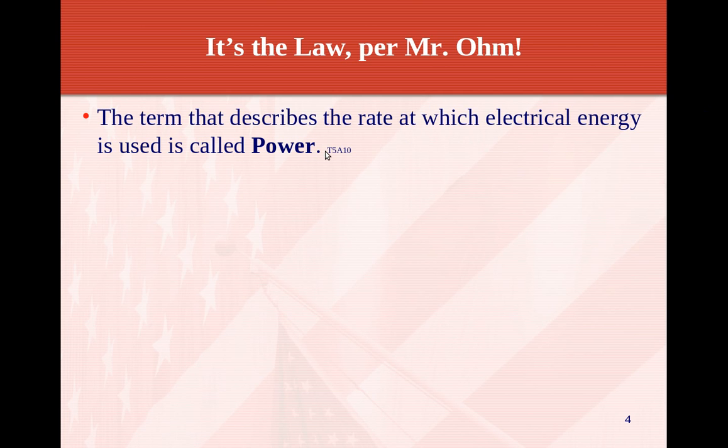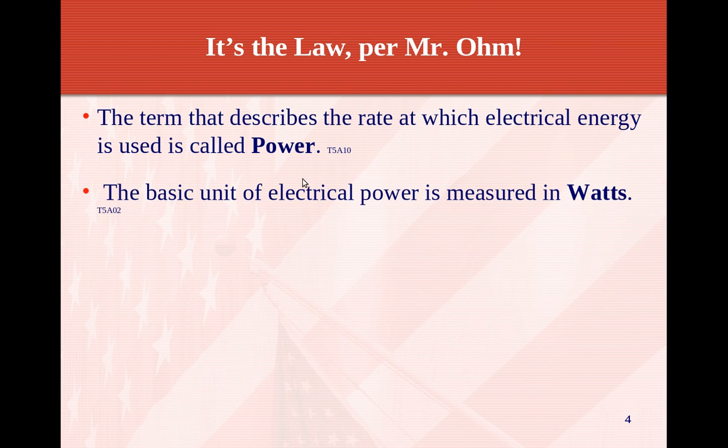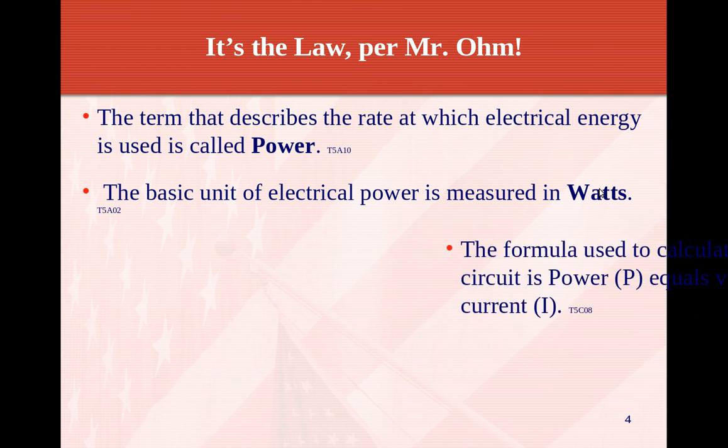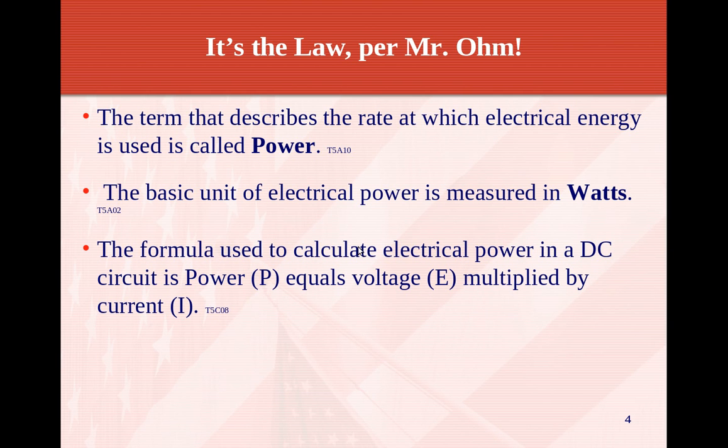The term that describes the rate at which electrical energy is used is called power. The basic unit of electrical power is measured in watts. The formula used to calculate power in a DC circuit is power equals voltage multiplied by current. And I'm going to get into this on the next slide. There's something called the magic circle, which I'm going to show you in a minute.